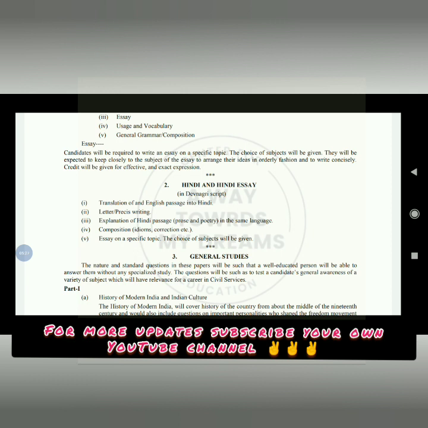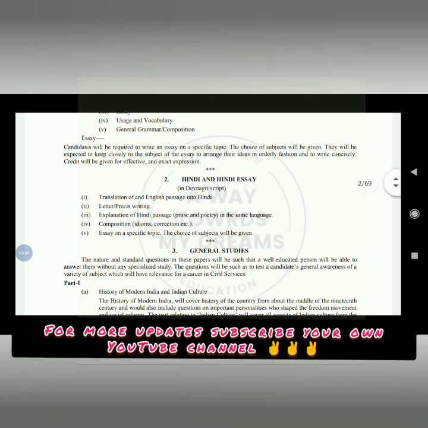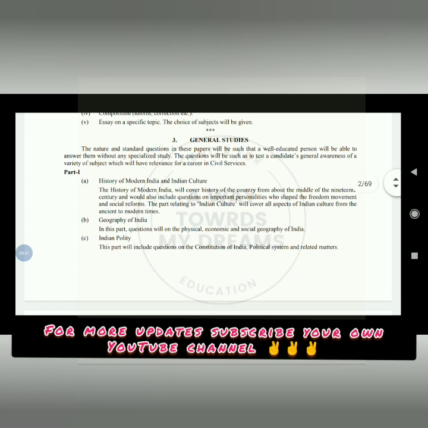Next is an essay on a specific topic, and the choice of subjects will be given. The third paper is general studies. General studies consist of history of modern India and Indian culture.